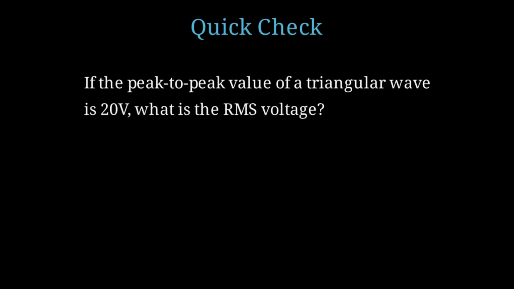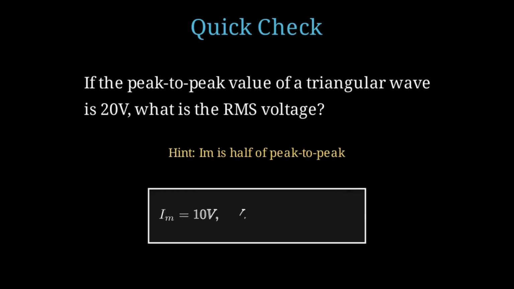Test your understanding. If a triangular wave has a peak-to-peak value of 20 volts, what is its RMS voltage? Remember that the peak value Im is only half of the peak-to-peak distance. Calculate it now before the answer appears.